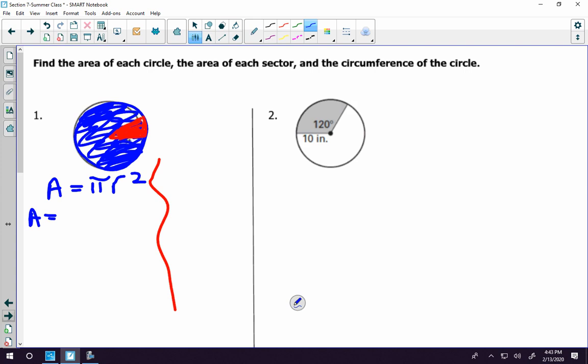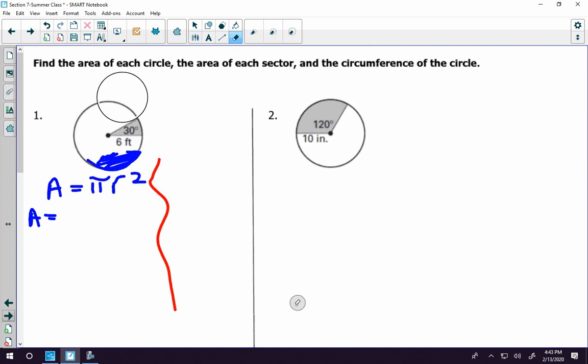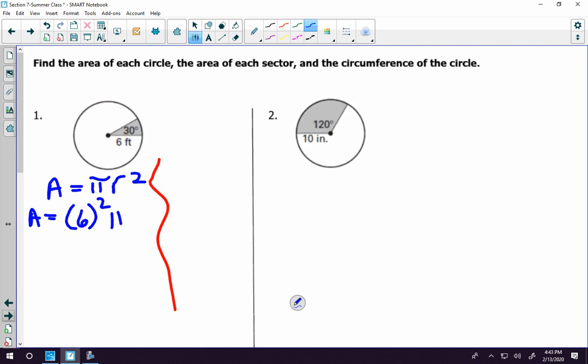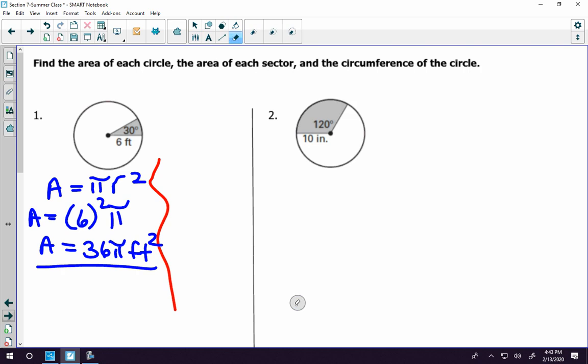So let's start off by doing what we had just discussed. The space inside of the circle, the blue, is equal to pi times radius squared, the length of the radius being 6 feet. So we're going to go 6 squared times pi. So the area of the whole circle is going to be 36 pi square feet, which was in blue just a few seconds ago.